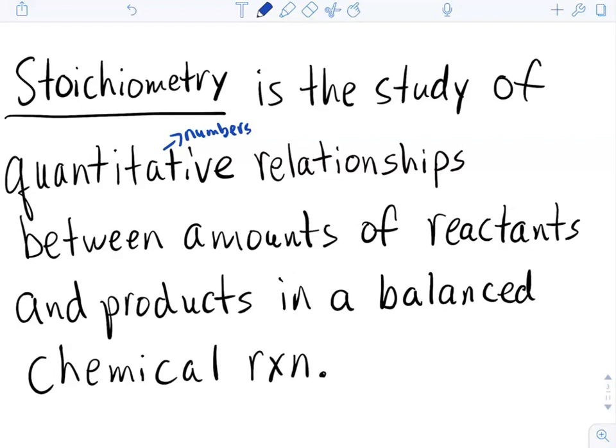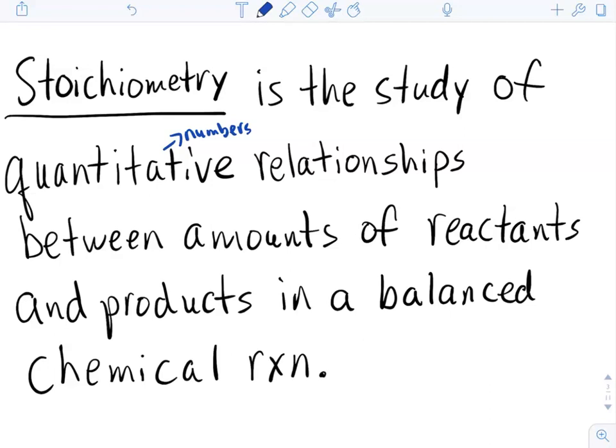And what we're going to be doing is we are going to be converting. So we're going to convert from, maybe grams of one thing all the way over to grams of another thing. And so that's where the quantitative relationship part comes in, is the fact that we are using numbers for this.